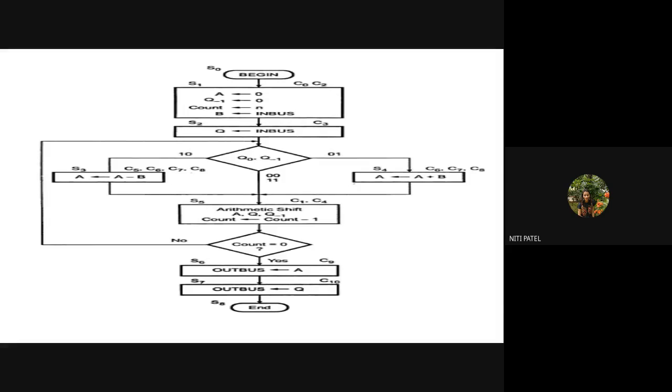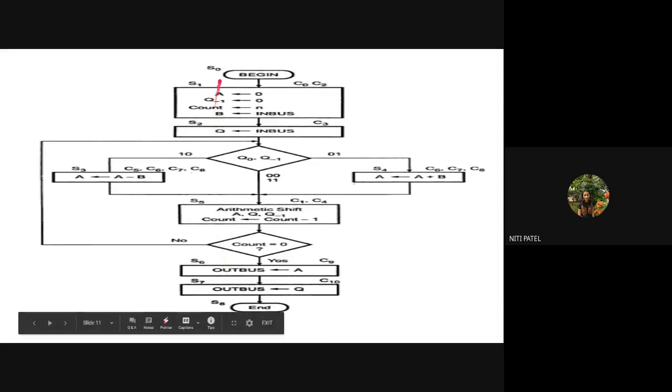Okay, so if we see, we have one more similar kind of flowchart. Again, we have all the status signals generated, and we have all the control signals generated. When I prepare a state table, what will I write? S0 begin, S1: A is equal to 0, Q is equal to 0, count is equal to N, B is equal to in bus, control signals C0, C2.